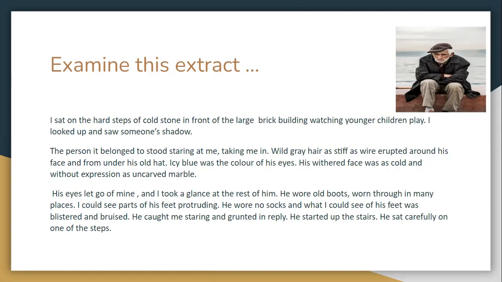Now, if you examine this, in the first sentence, we get a picture of the setting where the character was. And the character was at some kind of park. But we got an idea of the building and the steps. They were hard steps and they were made of cold stone. All right. And in this case, we notice that the writer made use of adjectives to bring this out.